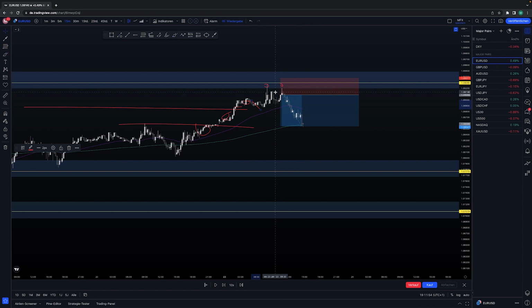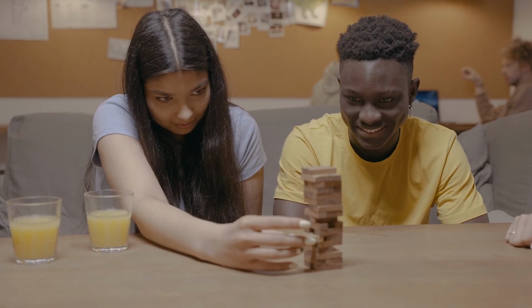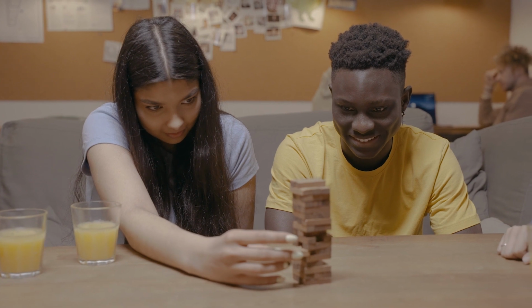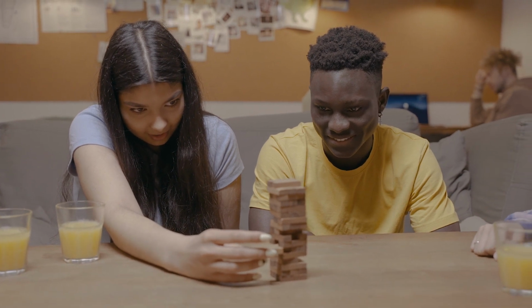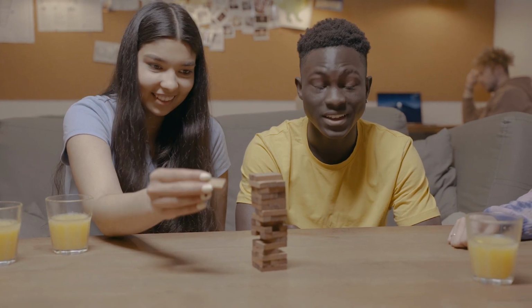Guys, you need to be precise and accurate in your analysis. Think of it like a game of Jenga. The more precisely you remove the blocks, the more likely your tower will stay standing. Makes sense, alright? Now step 4 is to look for price action signals.